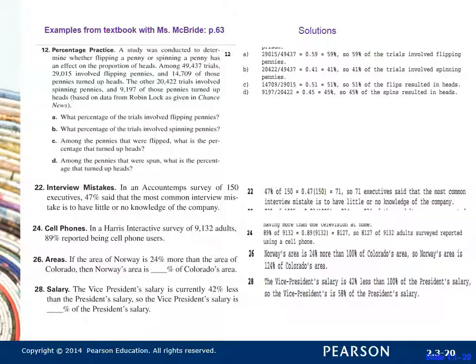And last, the vice president's salary is currently 42% less than the president's. So the vice president's salary, notice the answer's in percent. So I know I'll just do 100 minus 42, which is 58%. So the vice president's salary is 58% of the president's salary, which is what we were comparing it to.